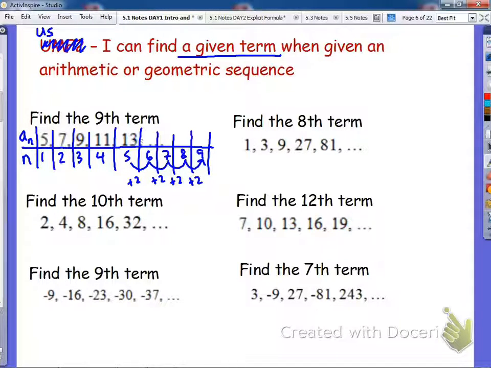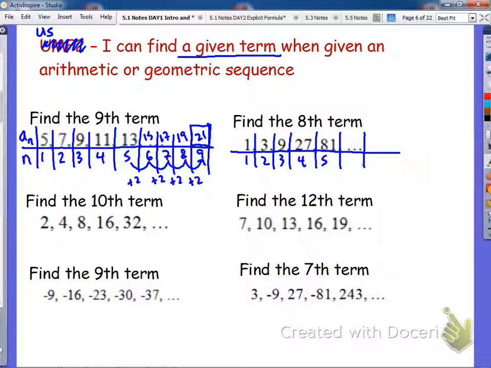So I've got 13 plus 2 is 15, plus 2 is 17, plus 2 is 19, plus 2 is 21, and there is my answer, 21. Got it? Next problem. If we're going to find the 8th term, I realize I got 1, 2, 3, 4, 5 terms shown. I could divide it again up like I do. Let's see. So there's 5, 6, 7, 8. Now, this is n.